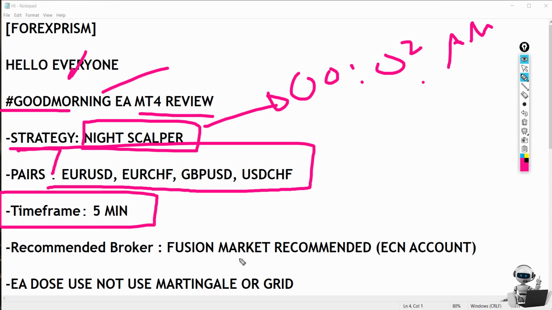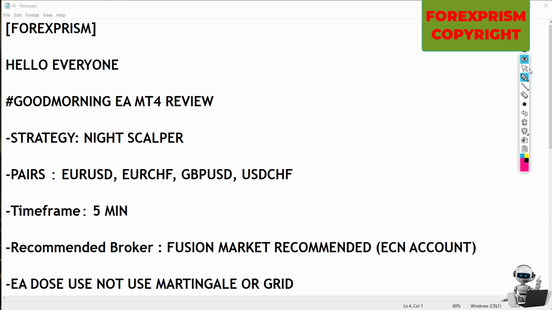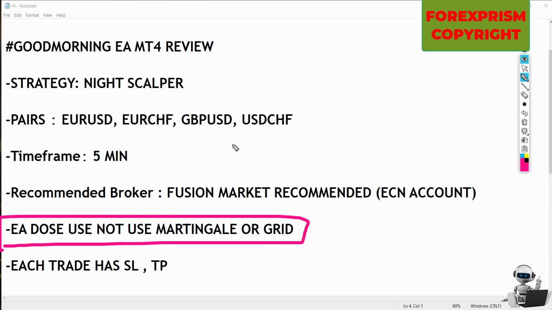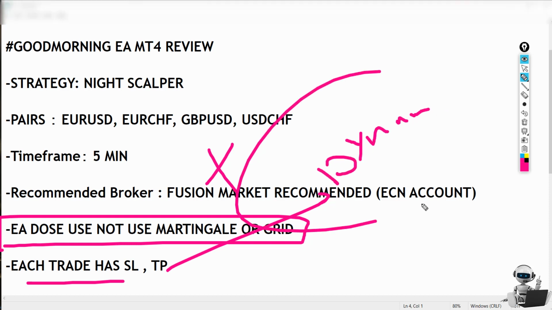For the recommended broker, you need to use a reliable broker. I recommend Fusion Markets or IC Markets, whatever. Make sure that for a night scalper you always use an ECN account and a low latency VPS. The EA does not use any martingale or any grid type. Each trade has a stop loss and a dynamic take profit, so I will be explaining this.